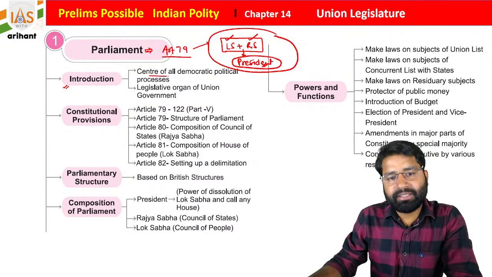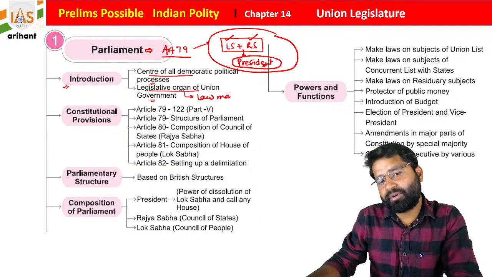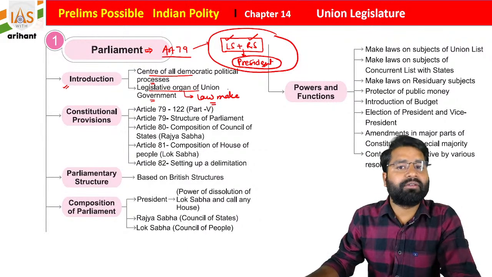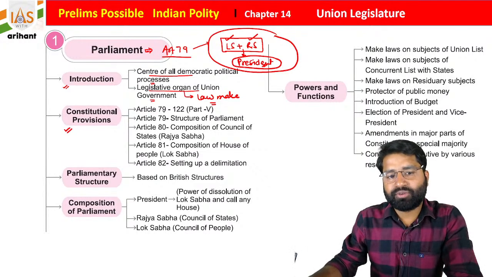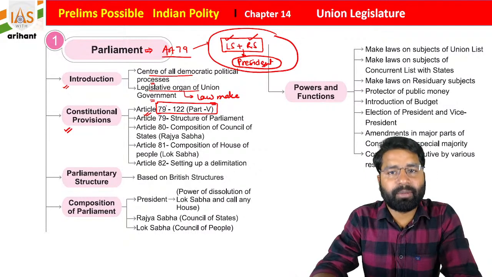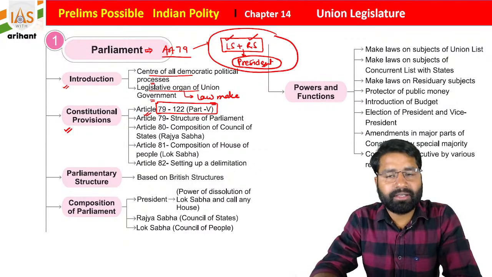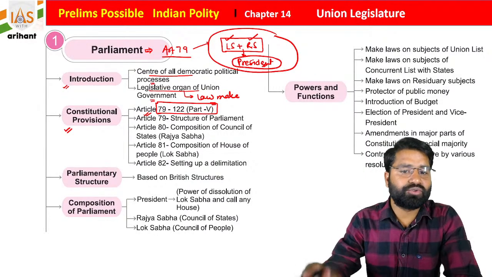The center of all democratic political process, the legislative organ of the union government. Legislative organ basically means the law making body of the union government. Then we have the constitutional provision also: Article 79 to 122 of Part 5 of the Indian Constitution mention the parliament. So the powers and functions will be included in between these two articles.